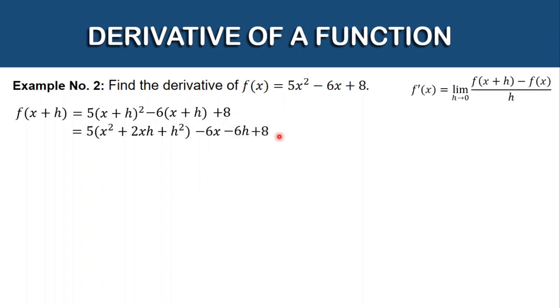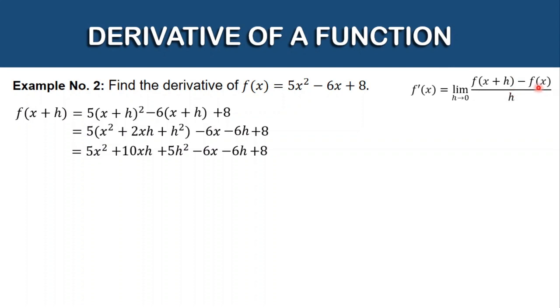Then, distribute din natin yung 5 dun sa lahat ng terms sa loob ng parenthesis natin. So, 5 times x squared is 5x squared. 5 times 2xh is 10xh. Then, 5 times h squared is 5h squared. Then, minus 6x minus 6h plus 8. So, ito yung value ng ating f of x plus h na isa-substitute natin dun sa formula.